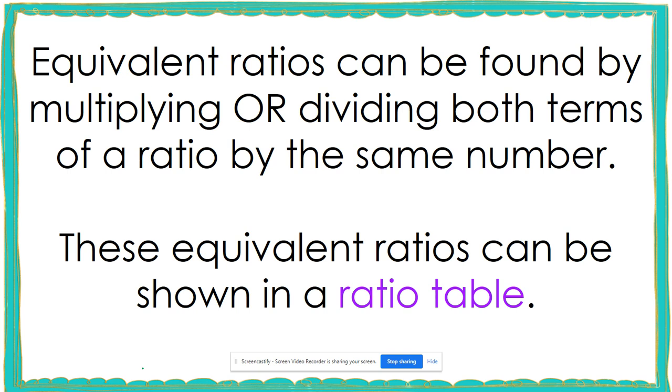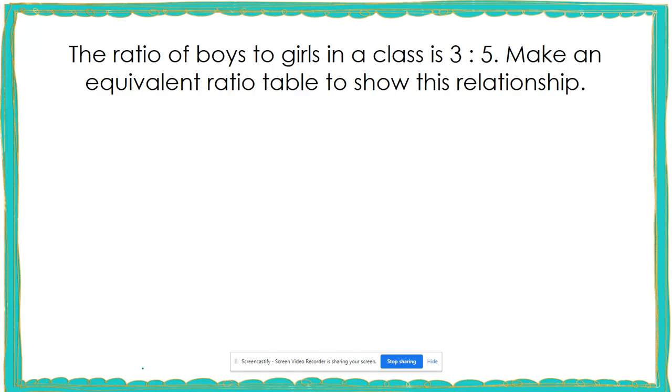Equivalent ratios can be found by multiplying or dividing both terms of a ratio by the same number. These equivalent ratios can be represented using a ratio table.